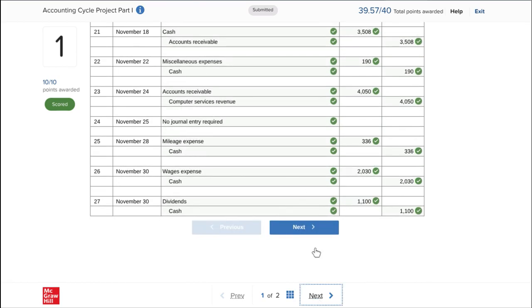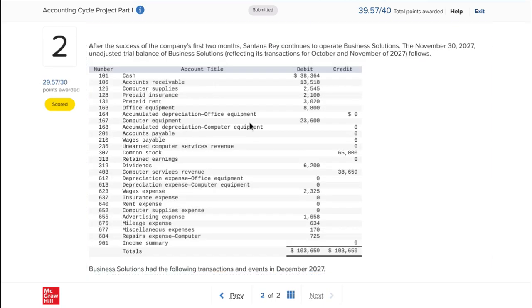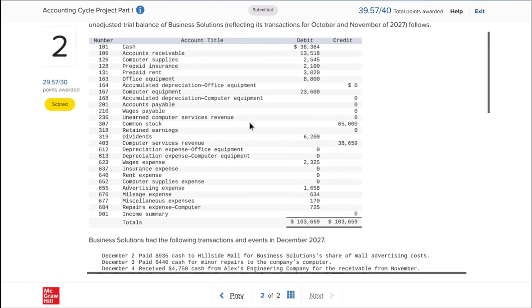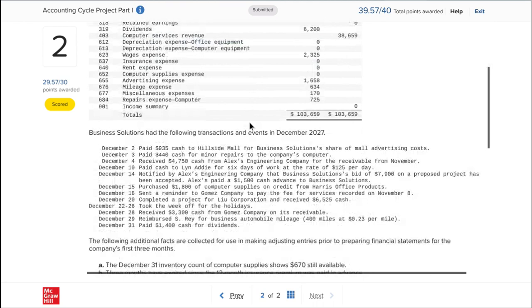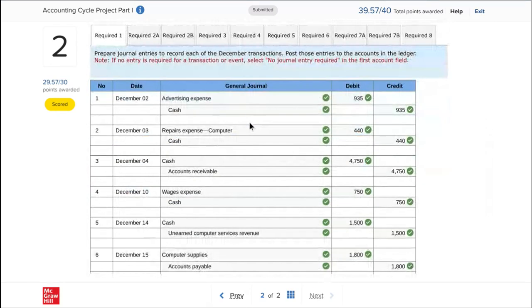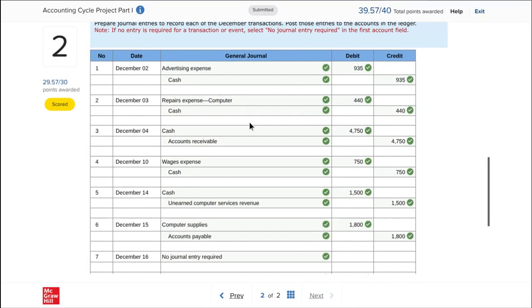Okay, now it's problem 2. Now we're 2 months into the business, and many entries are similar to what we did in October. Some different journal entries were on December 14th, where Business Solutions' bid of $7,900 had been accepted, and we paid a $1,500 cash advance. I was a little confused at first, but then I realized that the company had not yet actually performed the services or received the whole amount, so I recorded a liability instead of revenue.